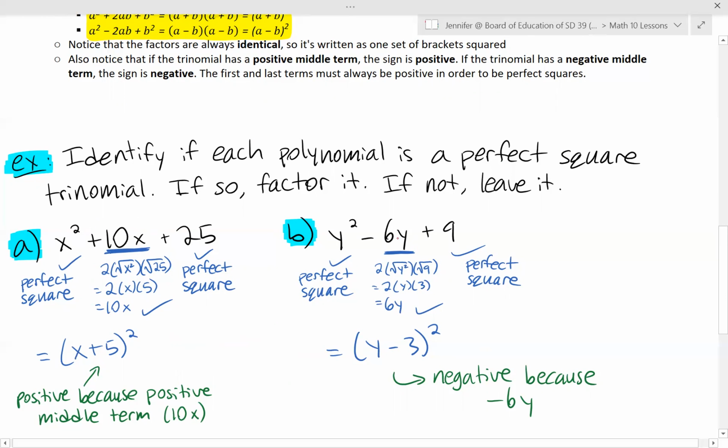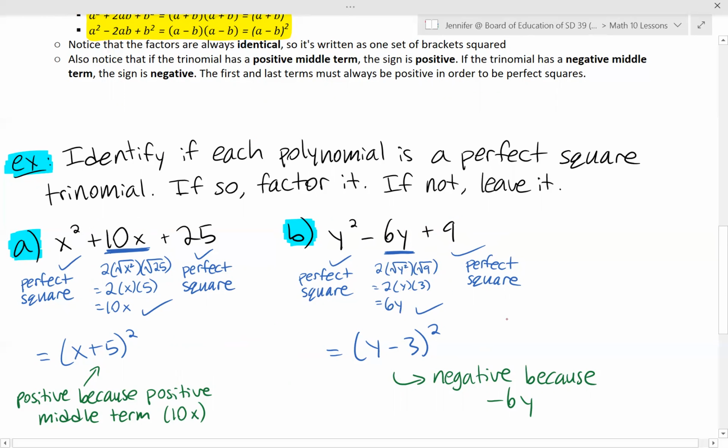In this example, we ought to check if it's a perfect square trinomial first. If it is, we can factor very easily. This and this are both perfect squares, so we're good there. And then for the middle term, we want to calculate what is 2 times the square root of the first term times the square root of the last term. 2 times y times 3 gives us 6y. We're good to go. It is the middle term.